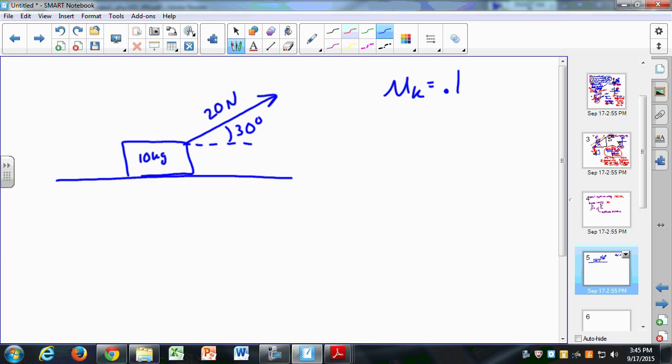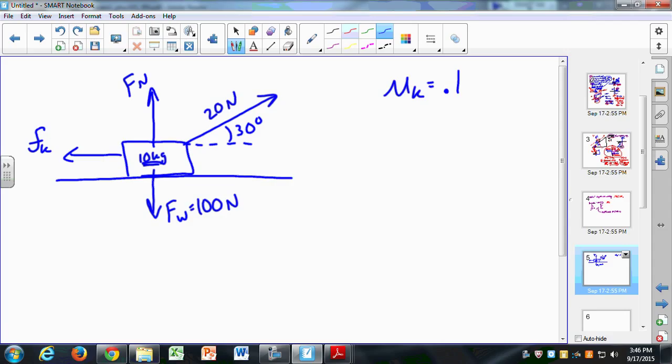All right. There are no units on that, by the way. It's just a number. I want to know how fast it's accelerating now. So this problem is the same as we did before, but it's just going to be a little bit different. So let's draw our forces on here. I know I have a normal force. I know I have a weight. That weight is 100 newtons. Again, 10 kilograms times 10 meters per second squared. And then I also have a frictional force.